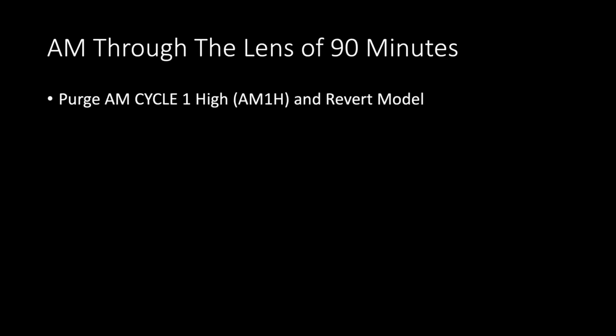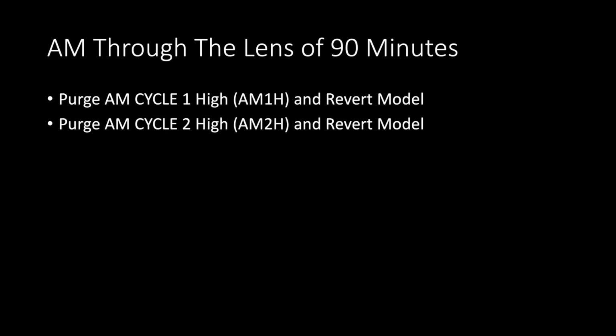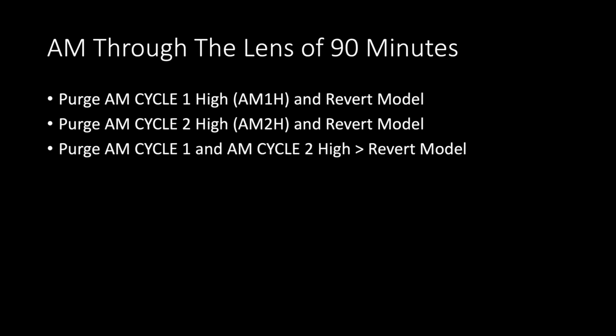First of all, we are looking at the following scenario in which a purge of the first AM cycle's high, AM1H, and a reversal model occurs. The second model will be a purge of the second AM cycle's high and a reversal model. The third scenario will be a purge of both the AM cycle 1 and AM cycle 2 highs and a reversal model.